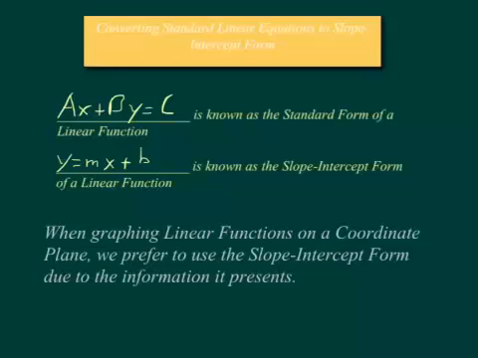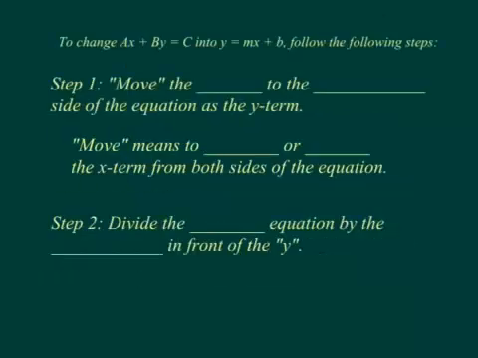Well, when graphing linear equations on a coordinate plane, we prefer to use the slope-intercept form due to the information that it presents, namely the m being the slope and the b being the y-intercept. Now, to change standard form into slope-intercept form, we'll use a few steps.